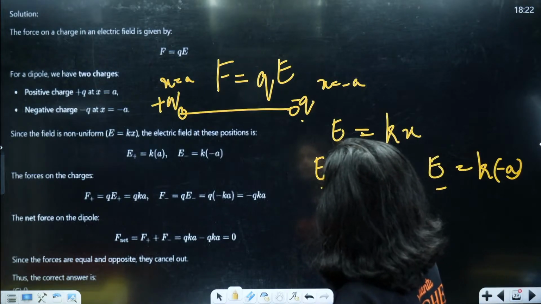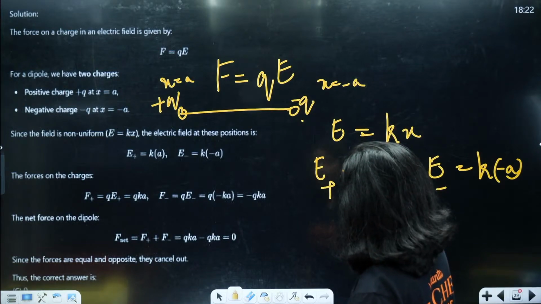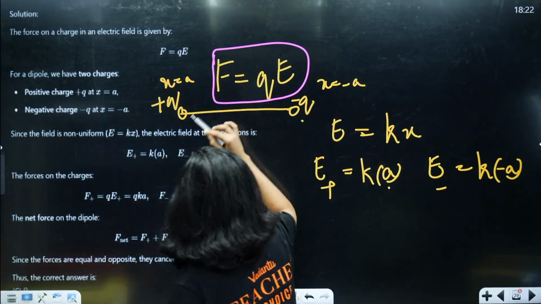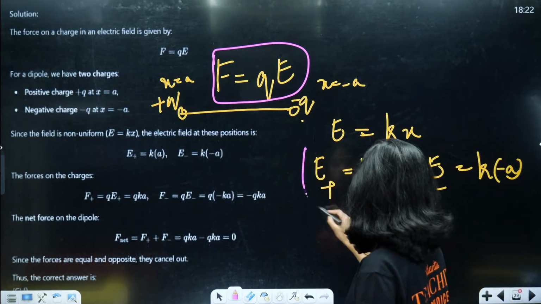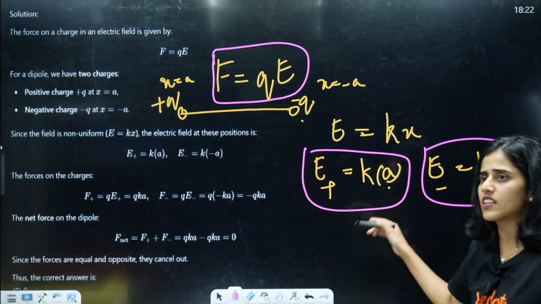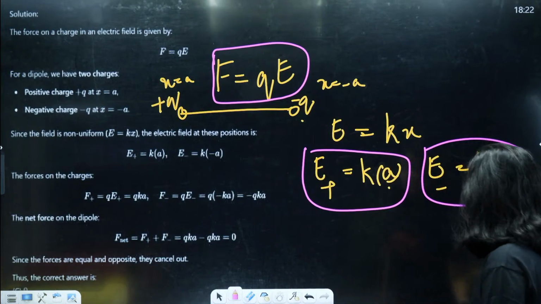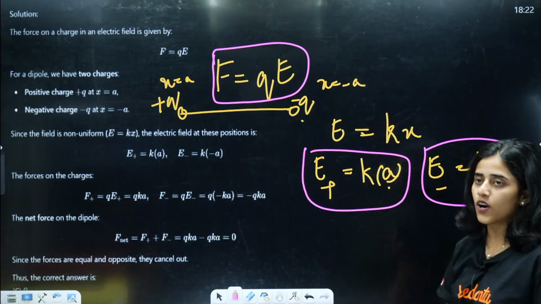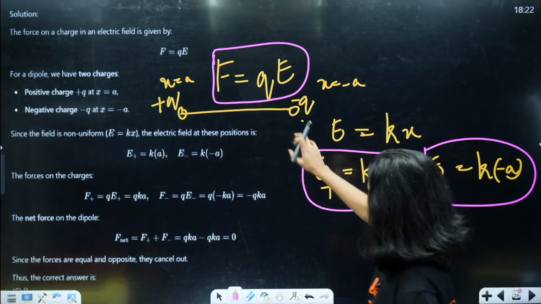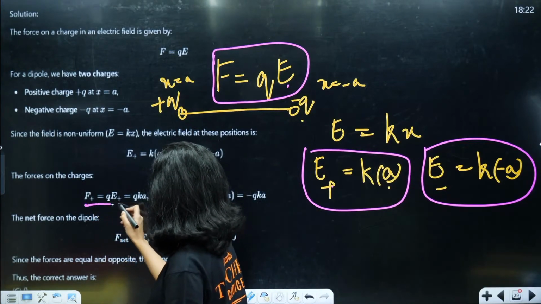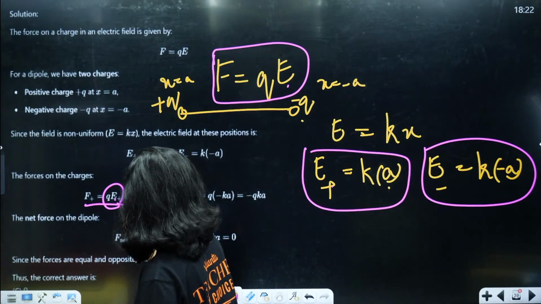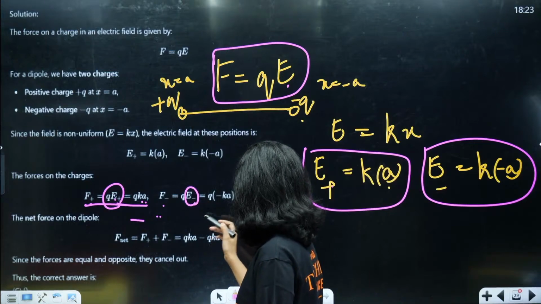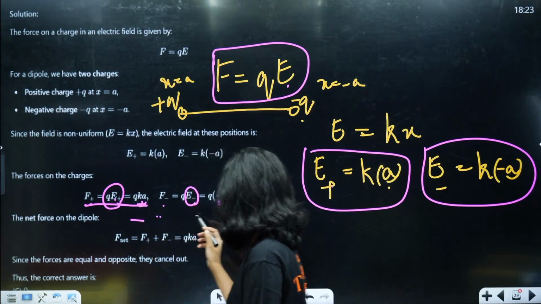Now we know F, where is that? Yeah, here. We've learned the formula F equals QE. And it's given in the question, E is kx. So for the plus charge, E would be ka, and k of minus a for the negative charge. Now I will substitute E here. So F is equal to QE, and instead of E I will put ka. This is for the positive charge. Similarly for the negative charge, I will put E as minus ka. Here this is plus Qka, this is minus Qka.